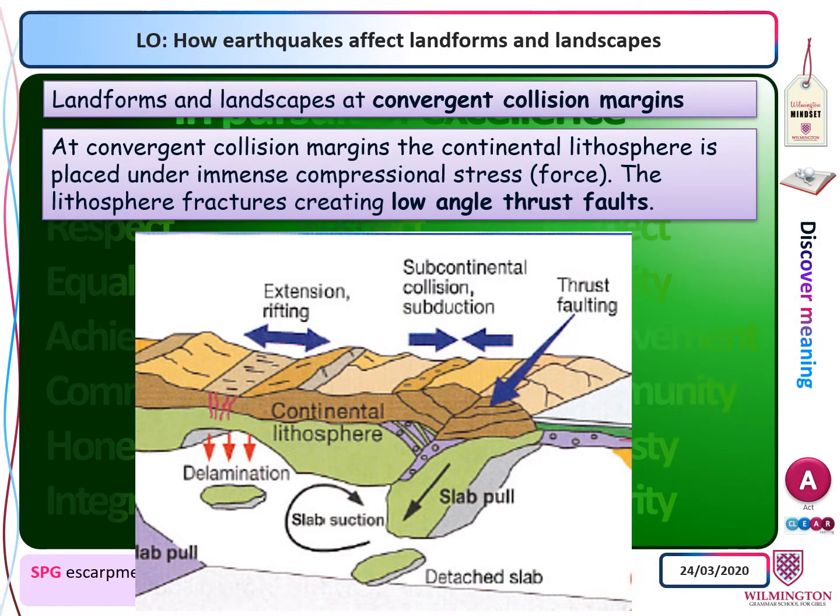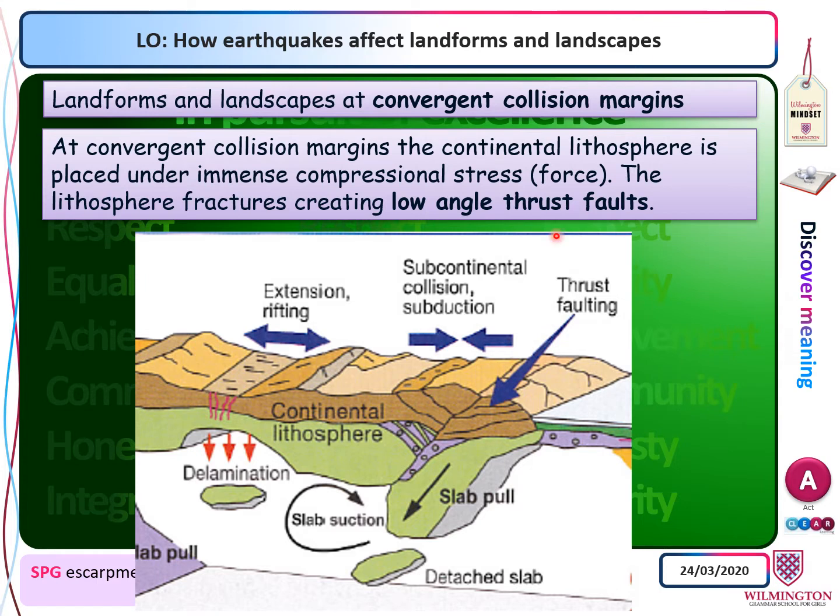Okay, right, the second part of the lesson then is looking at convergent collision margins, where you get mountains forming. And here earthquakes again are at work to create huge landforms and huge landscapes. So at convergent collision margins, the continental lithosphere is placed under immense, huge compressional stress. Remember, stress is the force, and the movement was strain, but stress is the force. The lithosphere fractures, it cracks, creating low-angled, almost horizontal thrust faults.